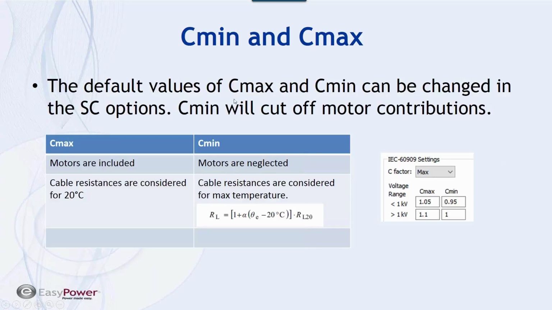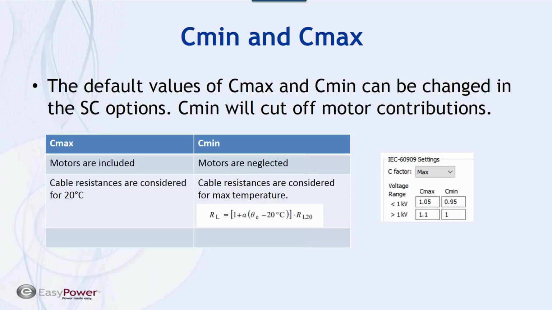But here, the default values of Cmax and Cmin can be changed in the short circuit options. Cmin will cut off motor contributions, which we looked at before. This is where in EasyPower you can change them. These values are editable. You can adjust them. Of course, we have put ranges there. You can just put any value here. EasyPower is smart enough to limit them. It would always make sense that your Cmax is larger than your Cmin. EasyPower considers that logic. But let's take a look at Cmax and what else, except for voltage changes.